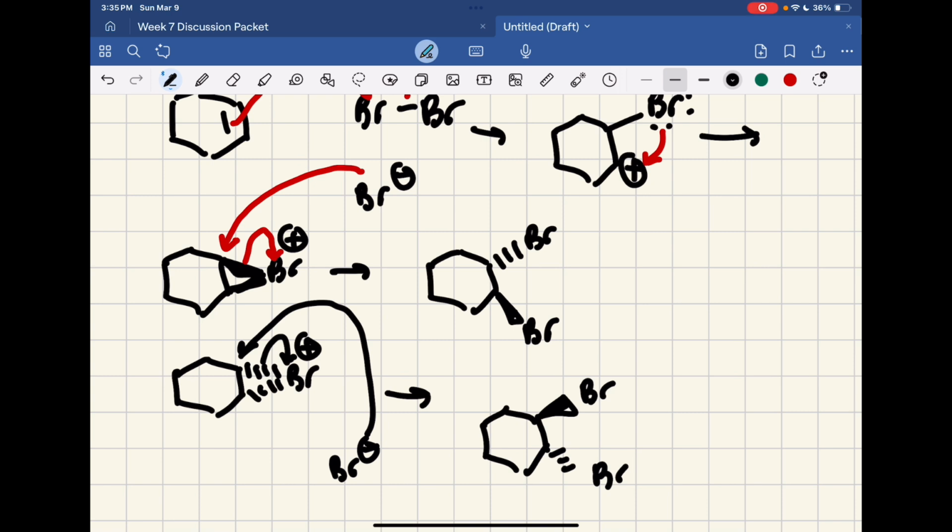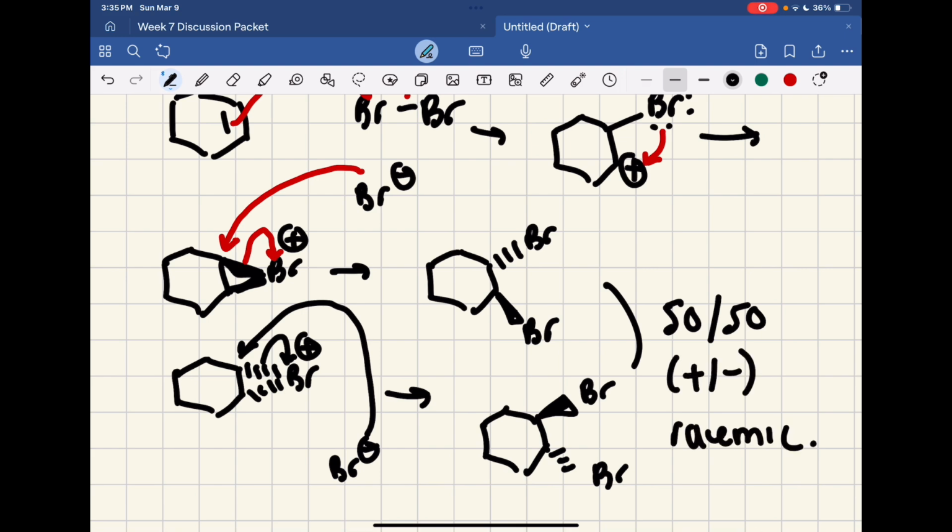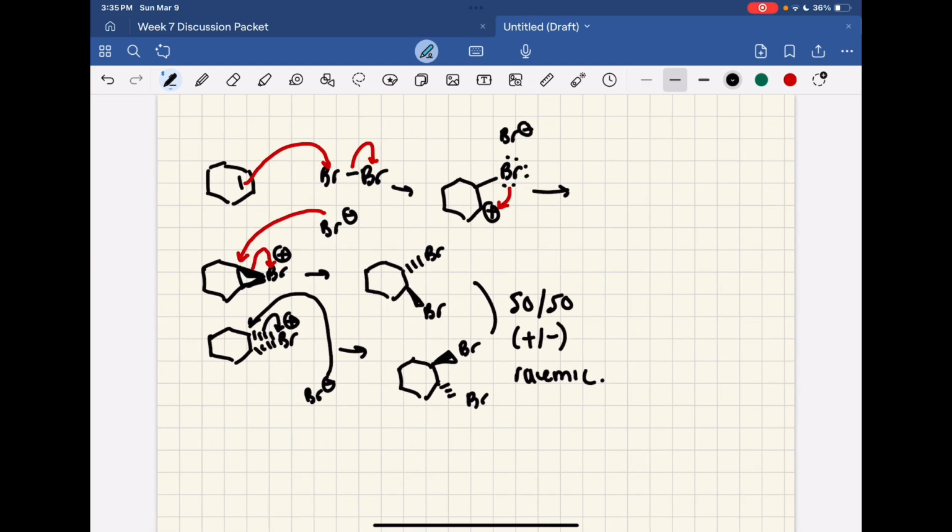These are enantiomers. You can't flip or rotate such that these are the same. They're a 50-50 mixture. You could write plus minus. You could also say racemic. These are all the same thing. But notice the halogens are on opposite stereochemical configurations, wedges and dashes. Okay, so this was a stereochemical reaction. Stereospecific reaction here. Okay, hope that wasn't too bad.